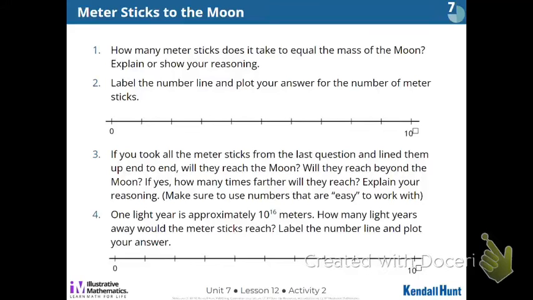To answer this question, how many meter sticks does it take to go the mass of the moon? I'm going to give you some info. I'm going to let you know a couple things about a meter stick. First of all, here's a freebie. It's a meter long, okay? No way.